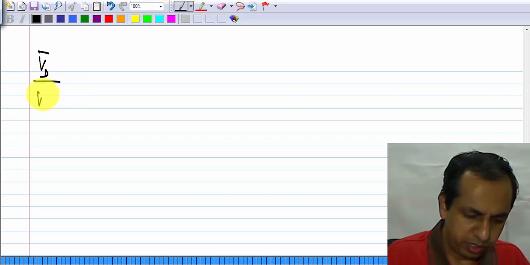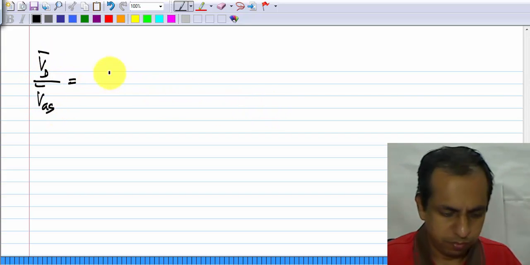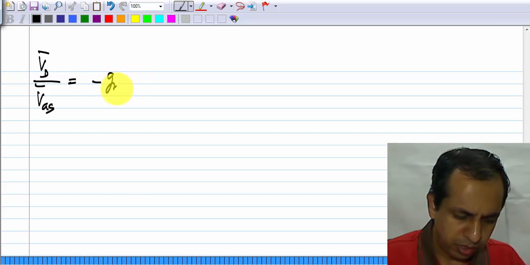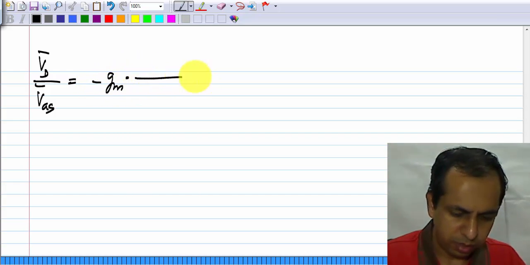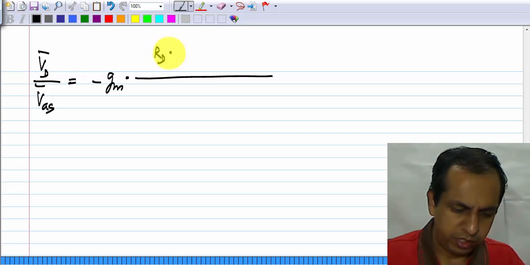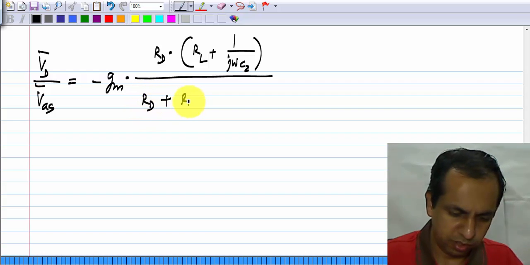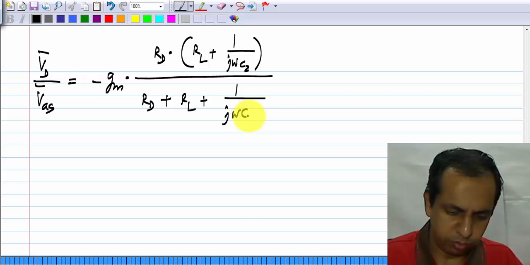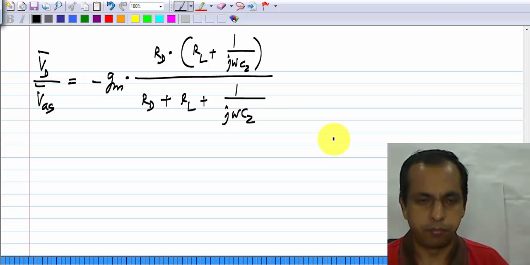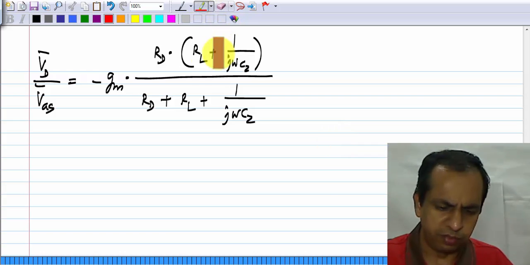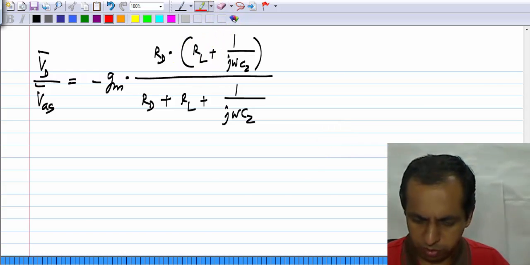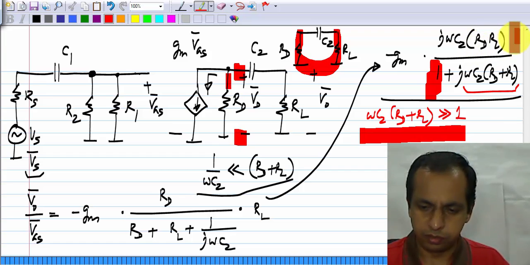So, Vd by Vgs equals minus Gm times Rd times RL plus 1 over j omega C2 divided by the sum of everything, Rd plus RL plus 1 by j omega C2. Now, previously we had only RL in the numerator for VO.